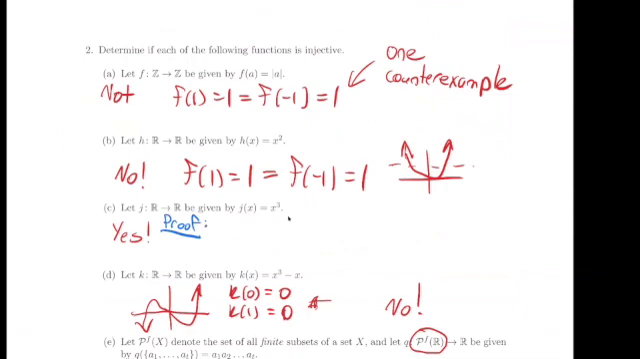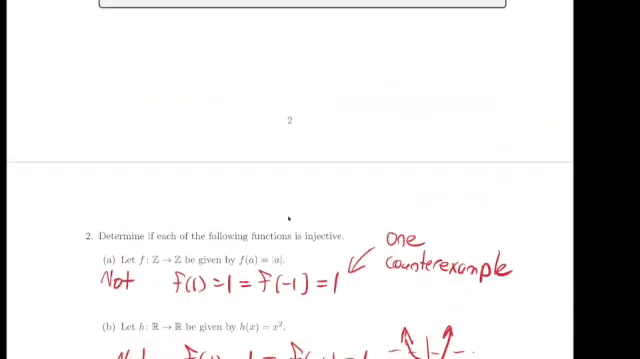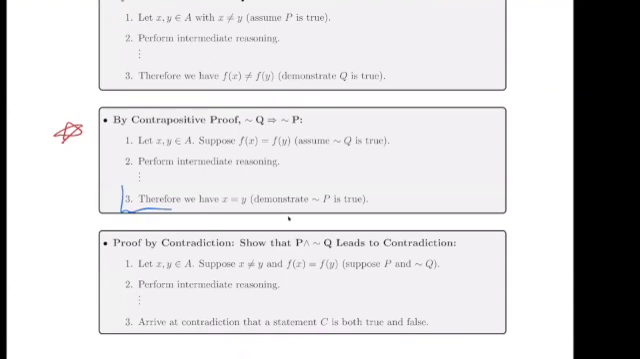And so I'm going to do this by contrapositive. So let's suppose that J of X is equal to J of Y, which is the not Q. Then this would imply that X cubed is equal to Y cubed. And if we're trying to do this by contrapositive, then what we're trying to get to is, okay, well, therefore we see that X is equal to Y.